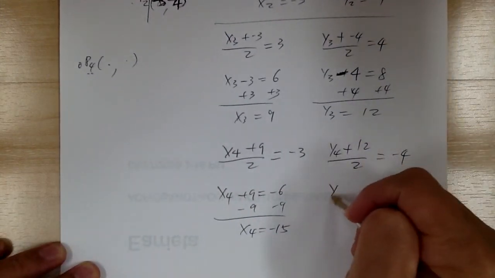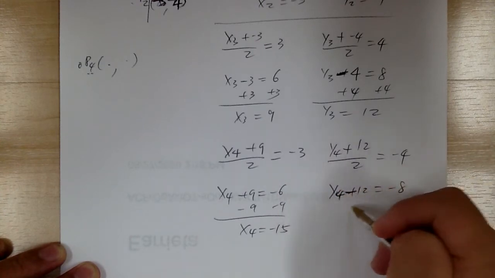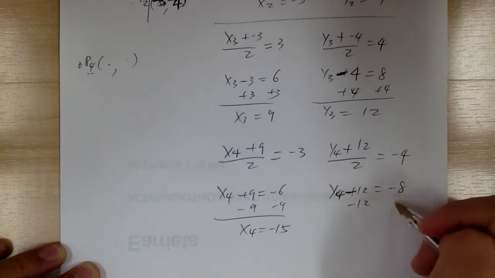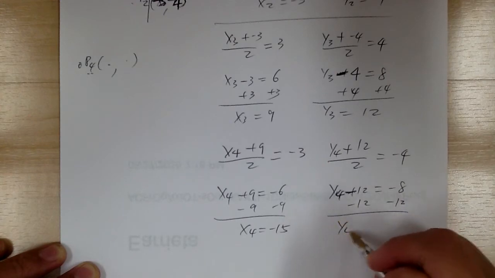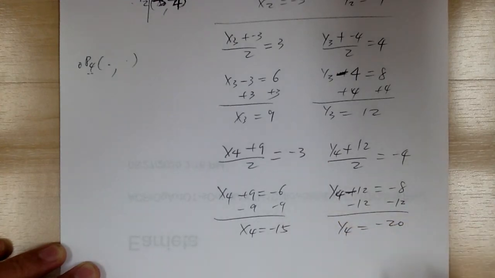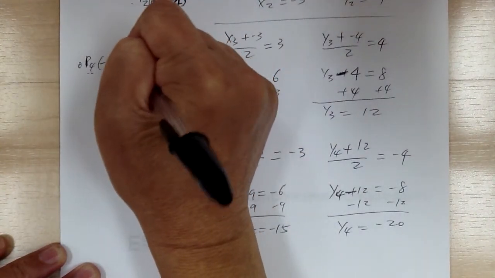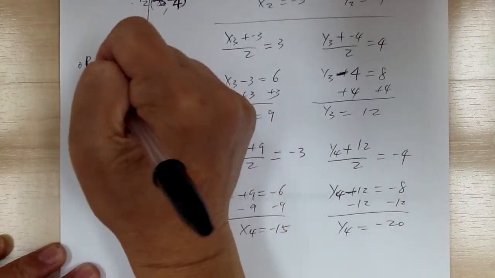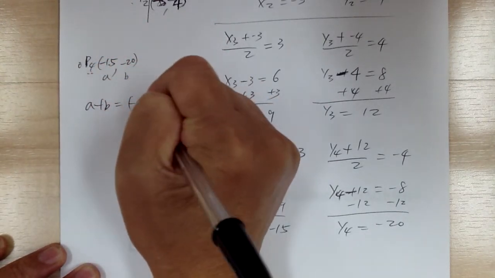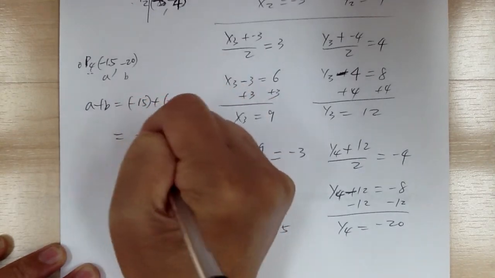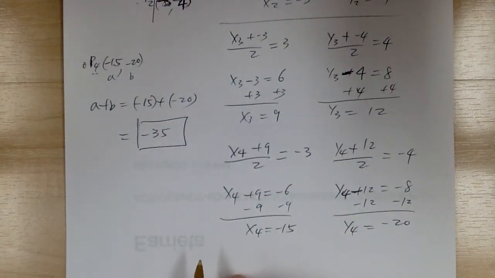Cross multiply, you got Y4 plus 12 equals negative 8. Then you minus 12 on both sides, so you got Y4 equal to negative 20. So P4 would be negative 15, negative 20, and that's your A and B. So A plus B equals negative 15 plus negative 20, which equals negative 35. And that's it for number 331.